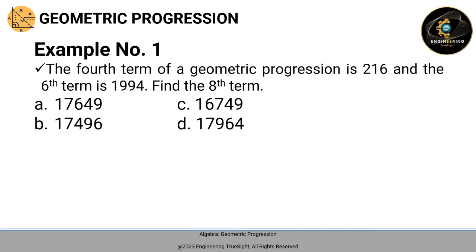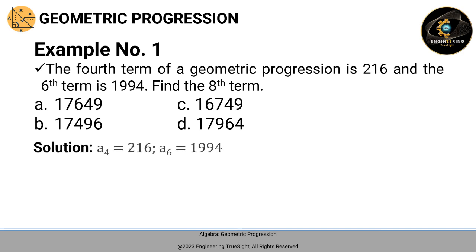Example number 1. The fourth term of the geometric progression is 216, and the sixth term is 1994. Find the eighth term. A, 17,649; B, 17,496; C, 16,749; and D, 17,964.